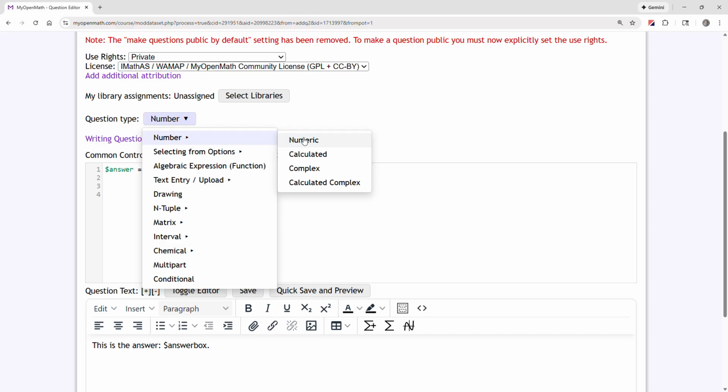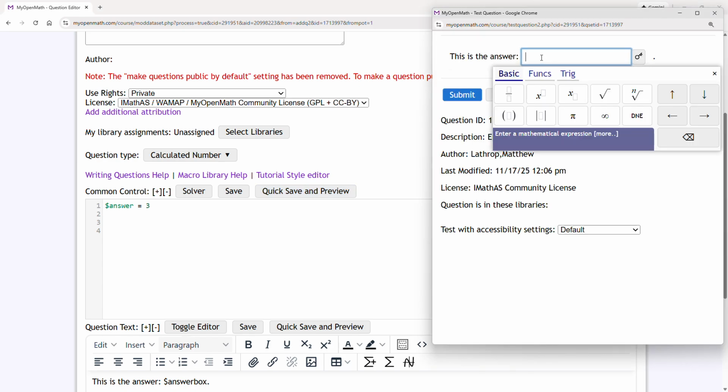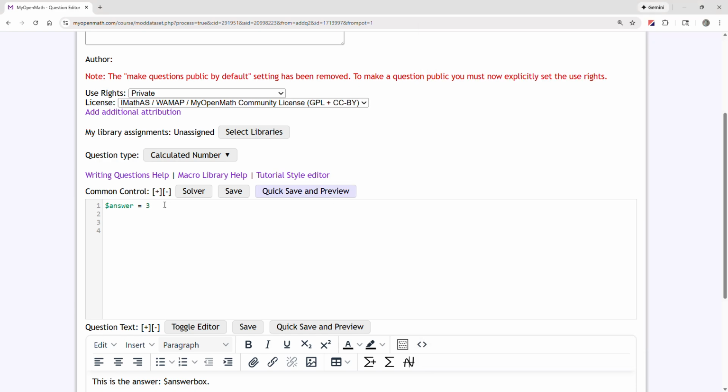So the first big change is when we switch this to number calculated. Now that answer box updates and gives us some of these common math tools: the ability to enter exponents, roots, fractions, pi symbols, infinity, does not exist more easily. So just like the question type number numeric, we can still answer infinity or does not exist. Those are still valid answer types. We can still have our answer be any number or decimal, but in addition to having this expanded math palette, which is nice, our answer can also take the form of mathematical expressions.